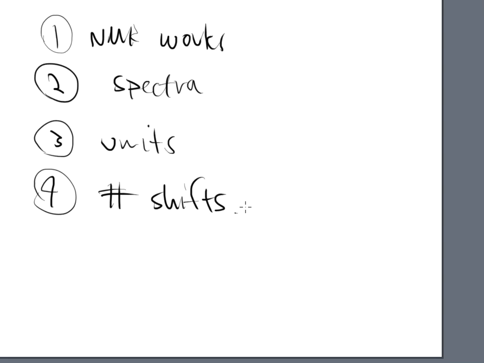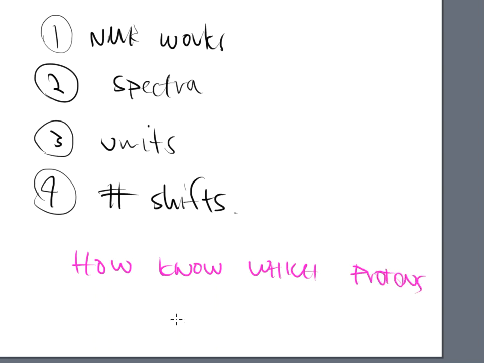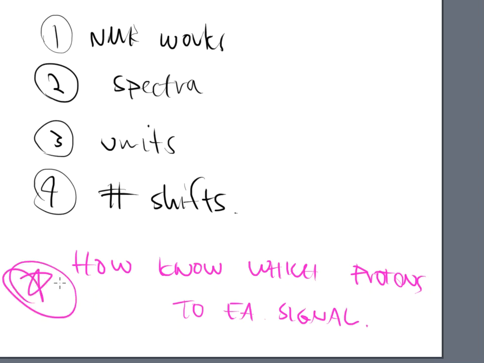So now we're going to have to go a little bit deeper, and we're going to have to answer a question. And that question is, how do we know which protons correspond to each signal or shift that is on the NMR? That's the next connection point for us. What does that even mean?